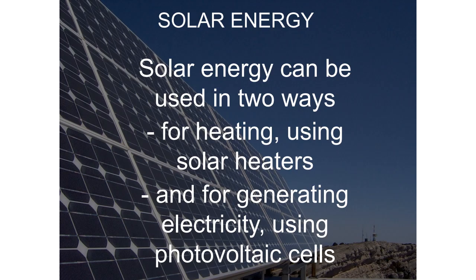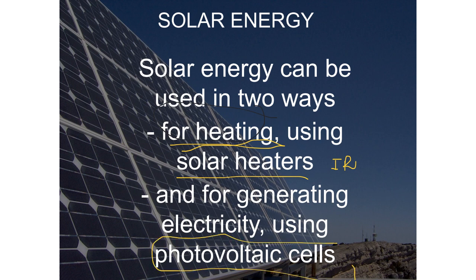The first way is to use solar energy for heating, right? Heating, using solar heaters. So what we're doing is we're using the infrared aspect of that energy to increase the temperature of water. And the second way is photovoltaic cells. What we're doing there is using the photoelectric effect to generate electricity, to free up those electrons in a photocell to generate electricity. So they're 2 very, very distinct ways.